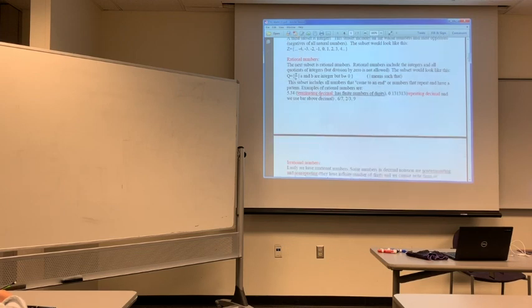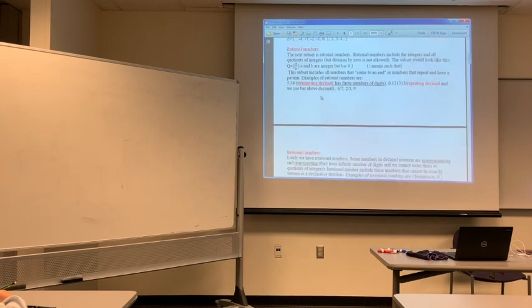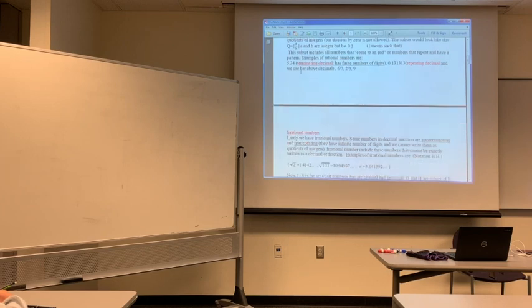And then we have rational numbers, which is a fraction we are using, A over B. A is an integer, B is an integer, correct? But B cannot be 0. Why? Because this fraction becomes undefined. Any number divided by 0 is undefined. So, this is a rational number.